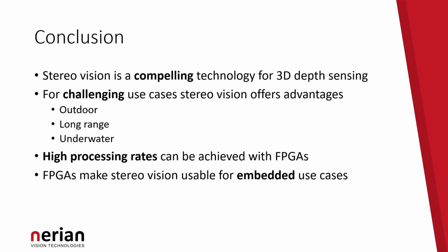So to conclude, I think that stereo vision is a compelling technology for 3D sensing, and particularly for challenging environments it poses significant advantages. Stereo vision works well in outdoor situations, for long-range measurements, and even for underwater applications. Thanks to FPGAs, we can actually do stereo vision at high frame rates in real time. And FPGAs also enable this technology to be used on embedded systems.